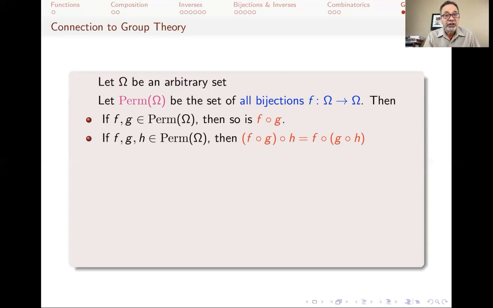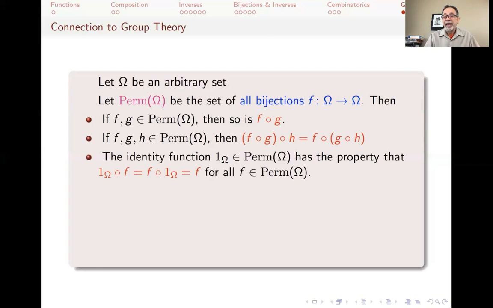F circle G is certainly not the same as G circle F. We talked about that in the previous lecture. But F circle G circle H is the same either way, because we're not changing the order, but we're changing which two we combine first. The first property in group theory, we say that's closed under this operation. And the second property, we say that the operation is associative. What operation? Function composition. And we have the identity function, which in group theory plays an important role.